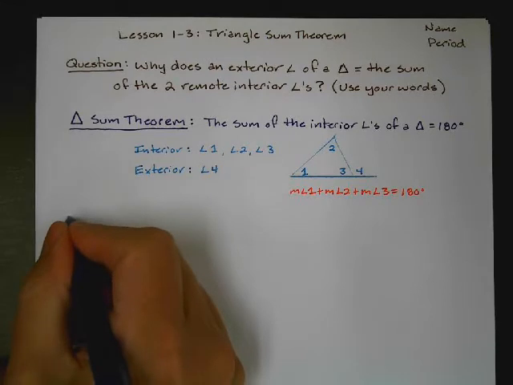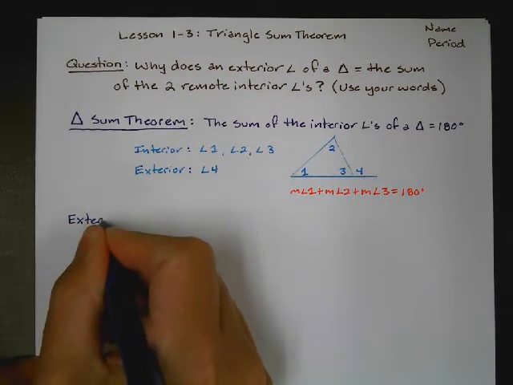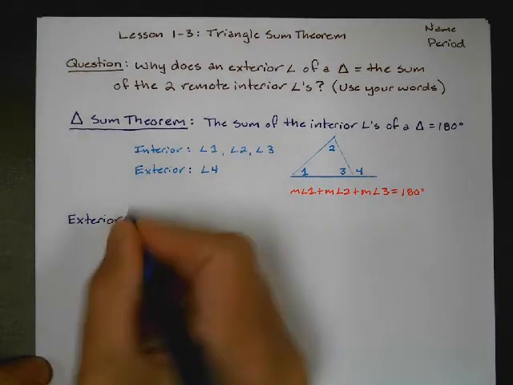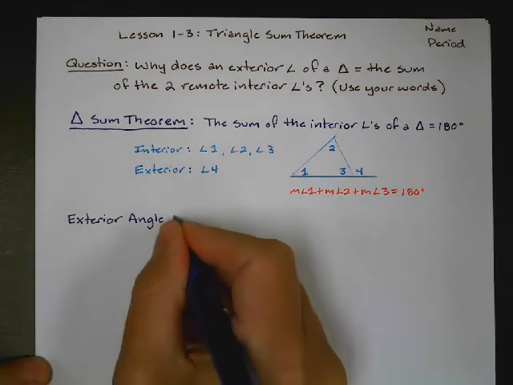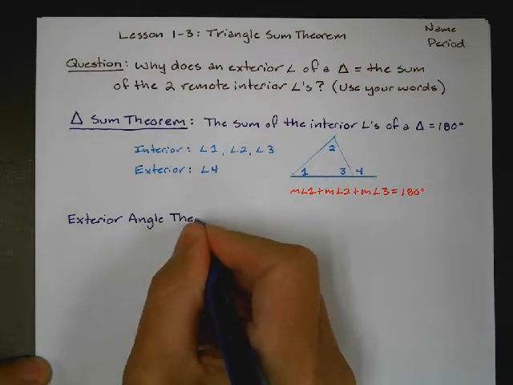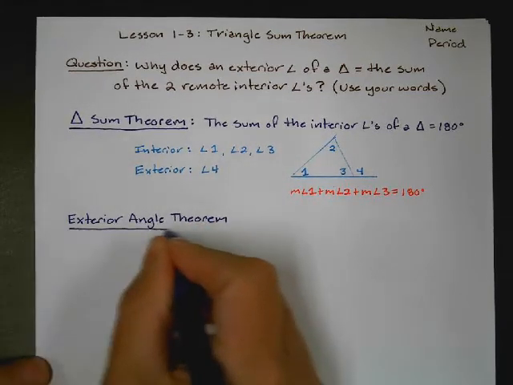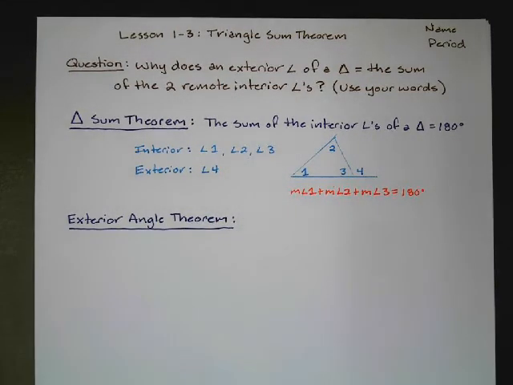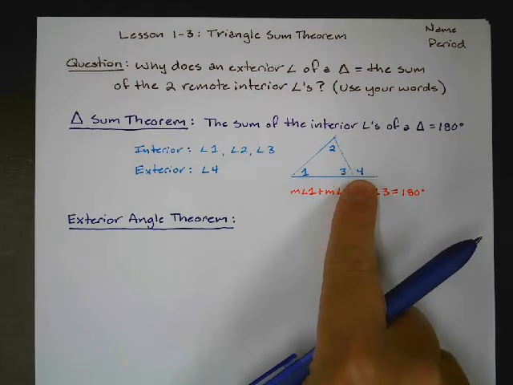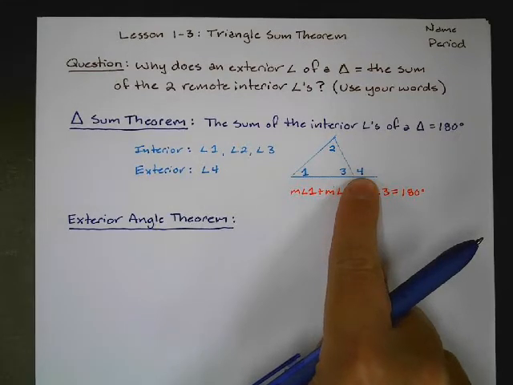Okay, so exterior angle theorem. Remember, theorems are just the rules of math. I always forget how to spell theorem. I think I got it right. All right, so the exterior angle theorem says, okay, so exterior angle is 4. So the theorem says this exterior angle is equal to the sum of the two remote interior angles.